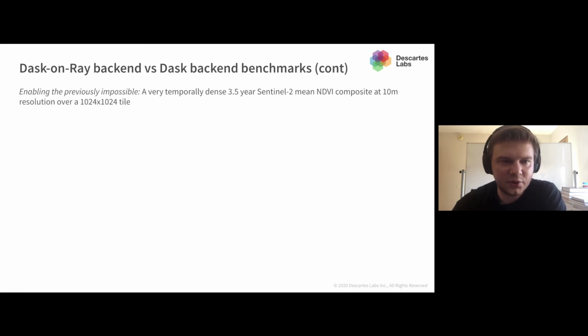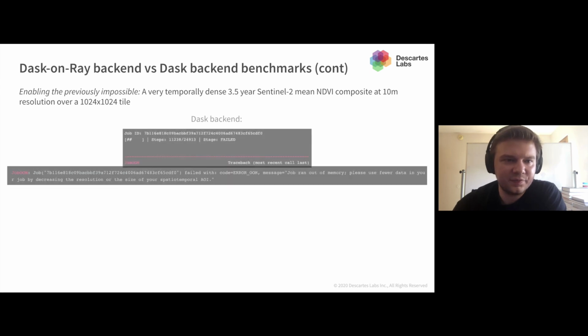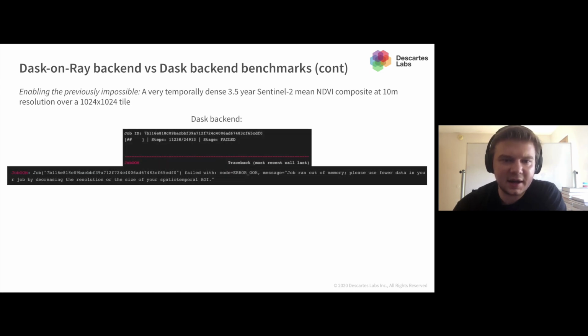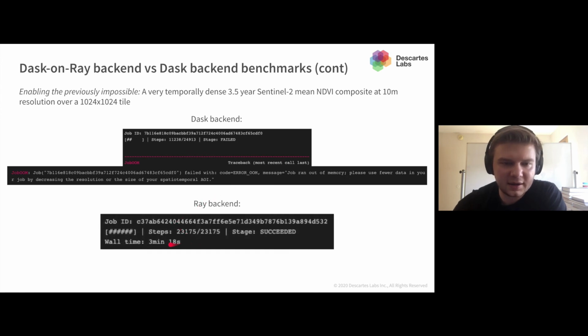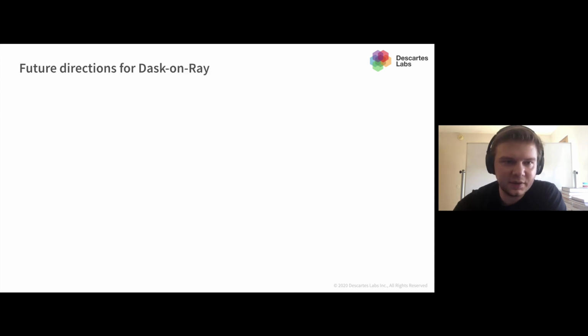And then the previously impossible is now enabled. For example, very temporally dense, lots of scenes, thousands upon thousands of scenes in this composite at a high resolution. The plain Dask backend failed with an out-of-memory error. And the Ray backend, I mean, it took a while. It took over 3 minutes, but it did it. This wasn't previously possible with our last backend, which is cool.